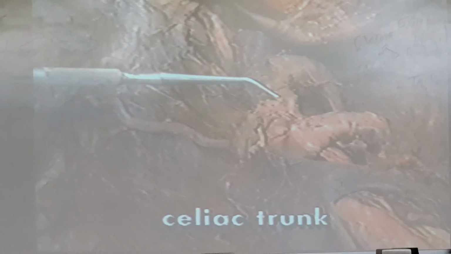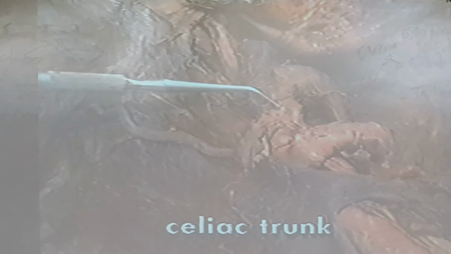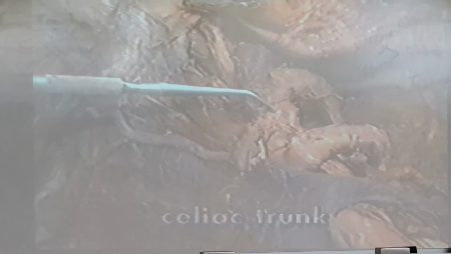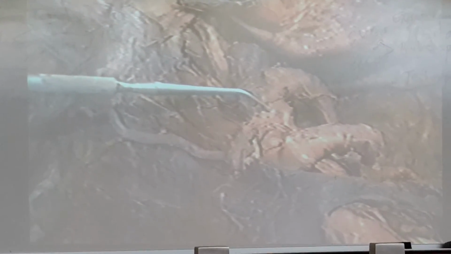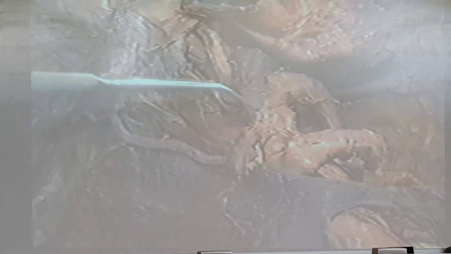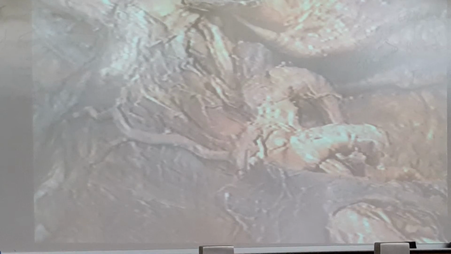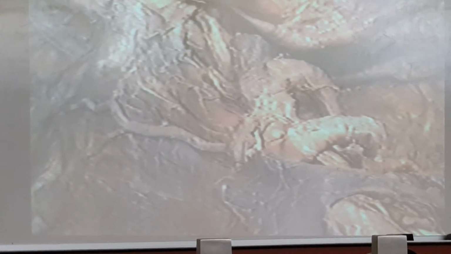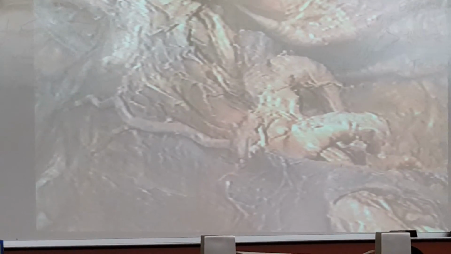The unpaired large celiac trunk has 3 branches which furnish blood to the liver, gallbladder, stomach, spleen, pancreas, and duodenum. These branches are the common hepatic artery, the left gastric artery, and the splenic artery.